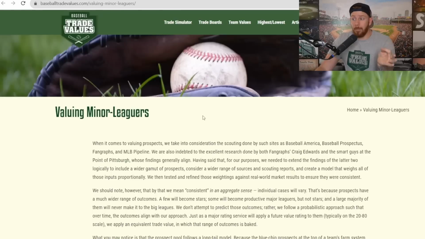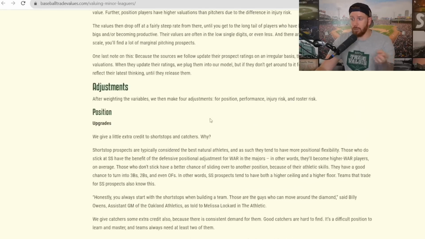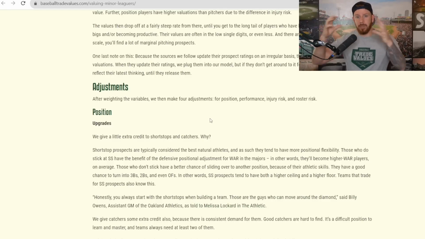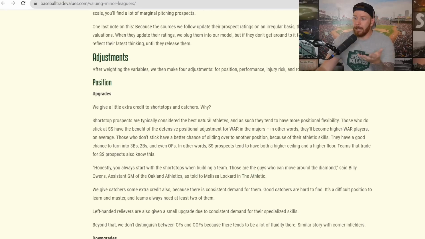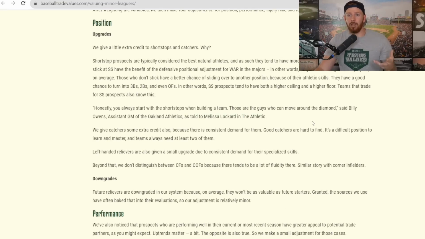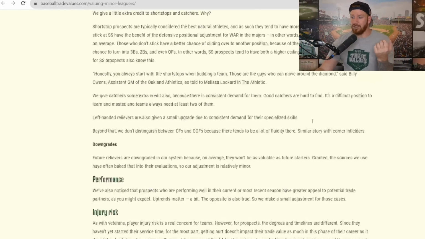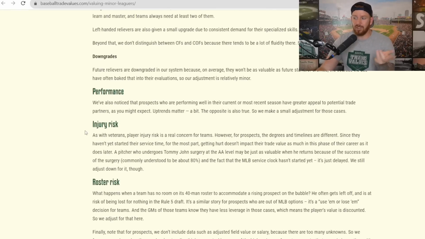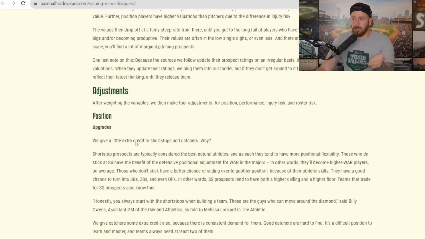For minor leaguers, it's a little different. They're looking at different aspects. They're looking mainly at the position. If you're a shortstop, you're going to have a lot of value because teams usually like to build around shortstops. And then pitchers are going to have really good values as well. But if you're looking more at relievers, you're going to have less value, and different positions like a left fielder are going to have less value, and so on. And then obviously you look at the performance, their injury risk, as well as the roster risk.